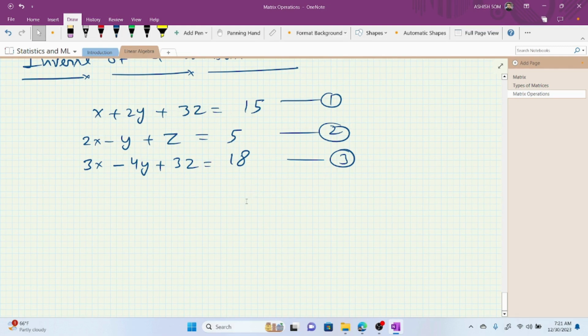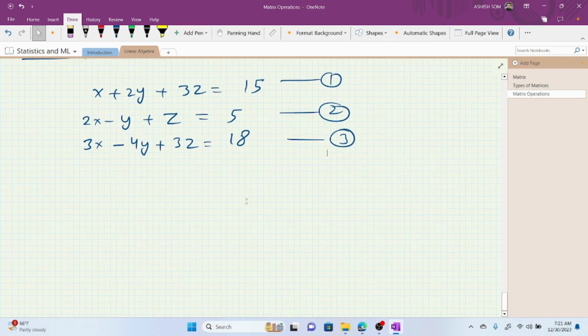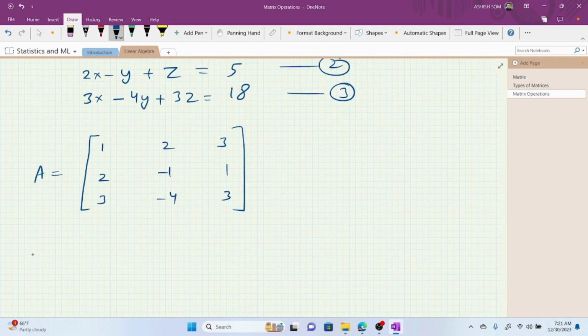Another method is to use matrix calculations, and we can represent the equations like this. First of all, we take the coefficients. Here it is 1, 2, and 3. Here it is 2, minus 1, and 1. Here we have 3, minus 4, and 3. This is the matrix, and we call this A. Now we take the variables, which we generally represent by the X matrix, and we have three variables x, y, and z.